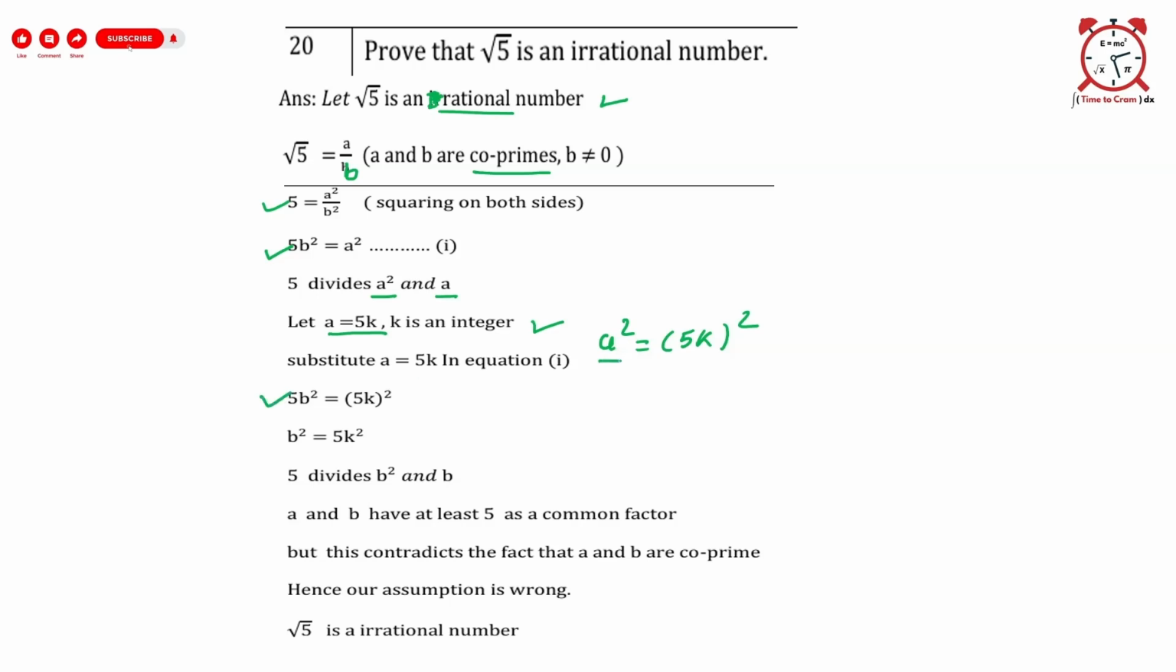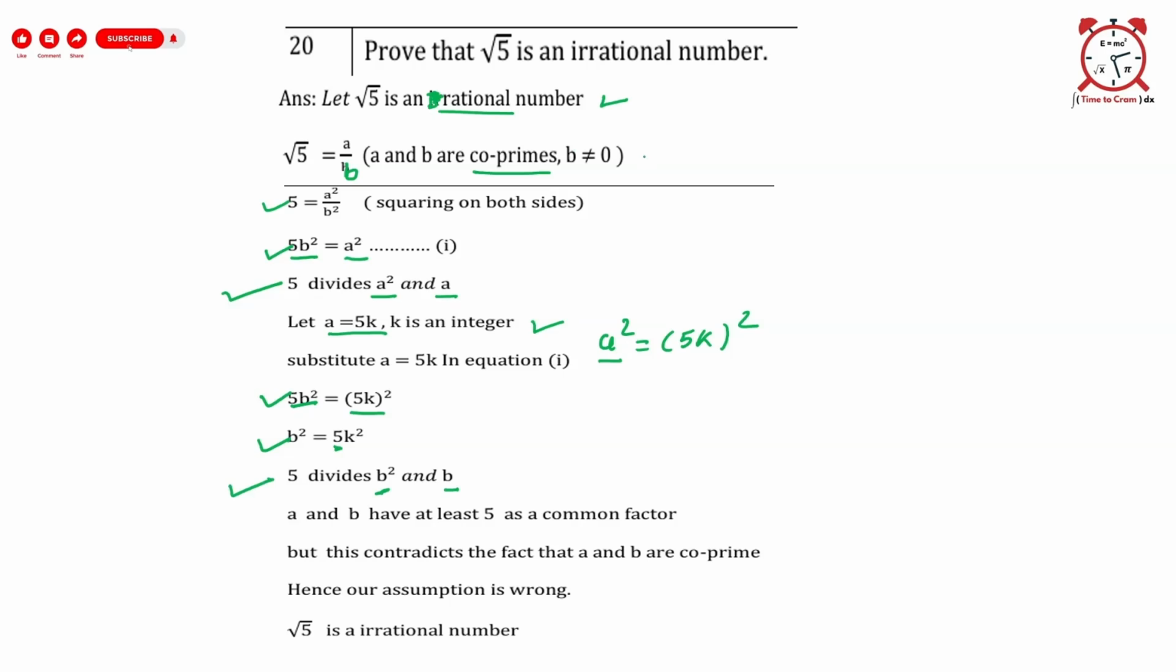In place of a square we have to put the value 5b square here, because a square equals 5b square. We put this 5b square here. Now this is our next equation. After simplifying we get b square equal to 5k square. So as per this equation, again 5 divides b square and then b. So now what we found here: 5 divides a square and a, then 5 divides b square and b.